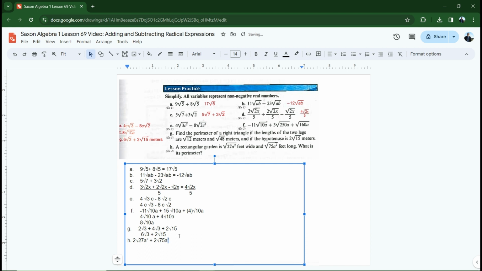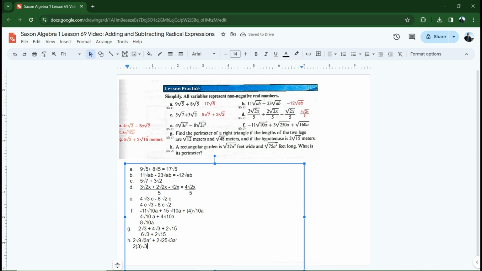Now, let's see. Can I simplify any of these? Well, 27 is 9 times 3. So this becomes the square root of 9 times the square root of 3. 75 is 25 times 3. So this becomes the square root of 25 times the square root of 3. And then I just simplify the square roots as I can. So it's going to become 2 times 3, because the square root of 9 is 3, times the square root of 3. Oh, hold on, I forgot one.